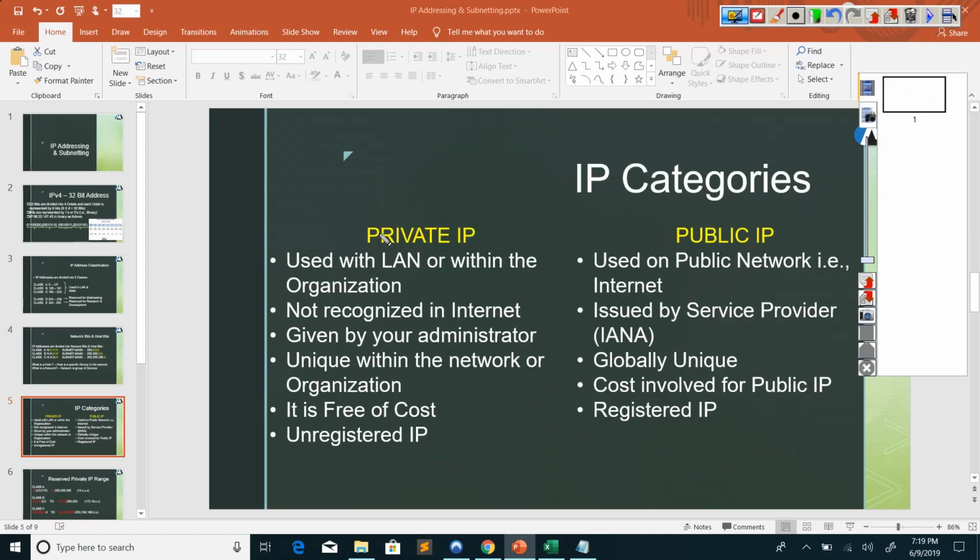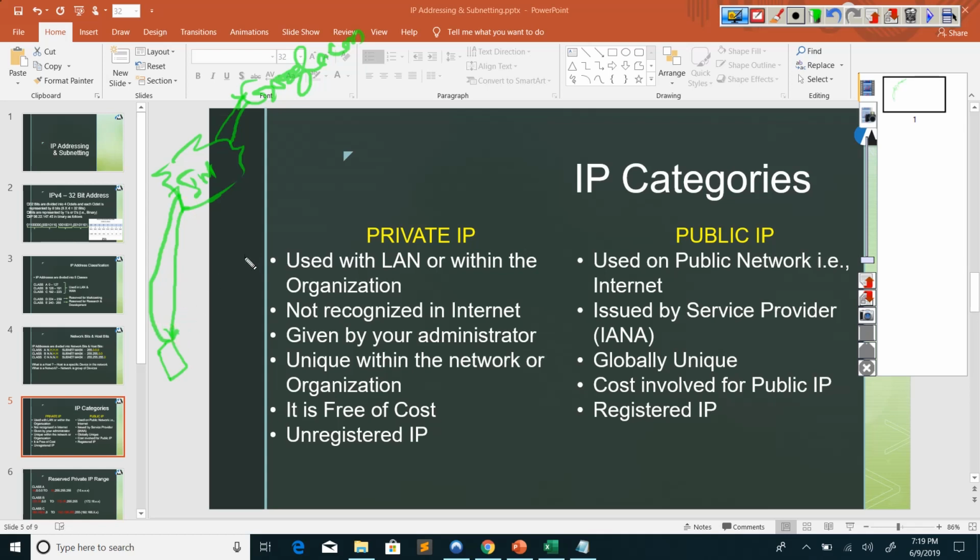Next we are going to learn about IP categories. There are 2 types of IPs: one is private IP and another is public IP. Before getting into that, let us examine a situation. Suppose in your organization you want to access google.com, which you have to reach through the internet. Your IP has to travel all the way to the internet and reach Google, and then Google will respond back and you will come back here.